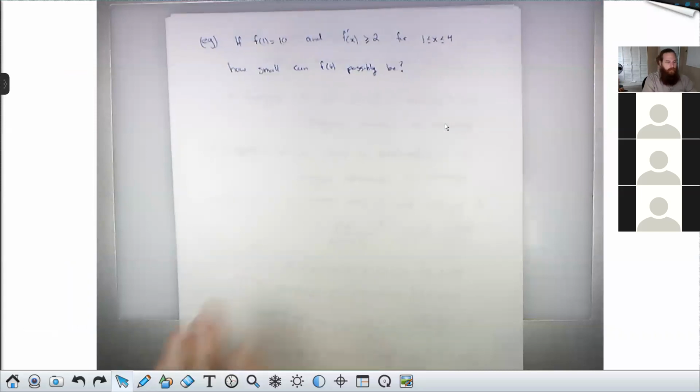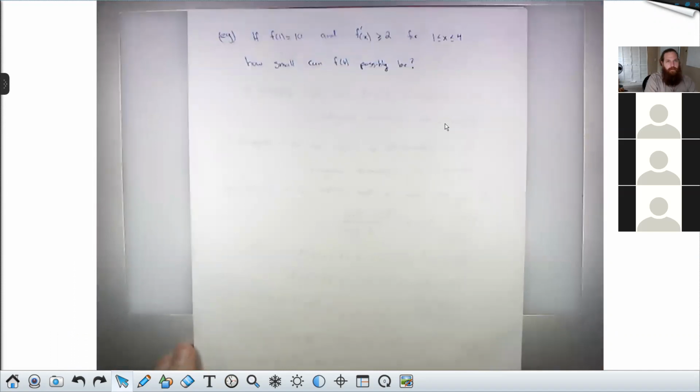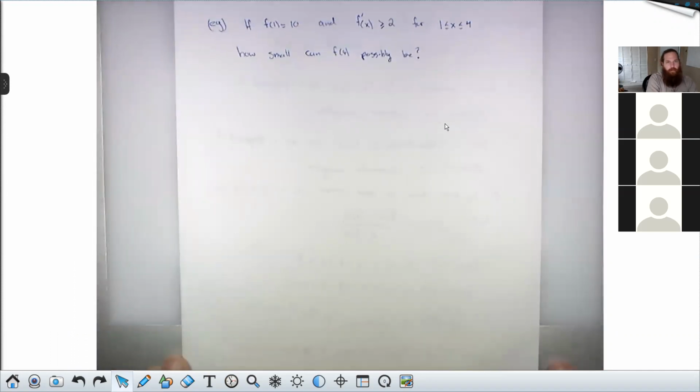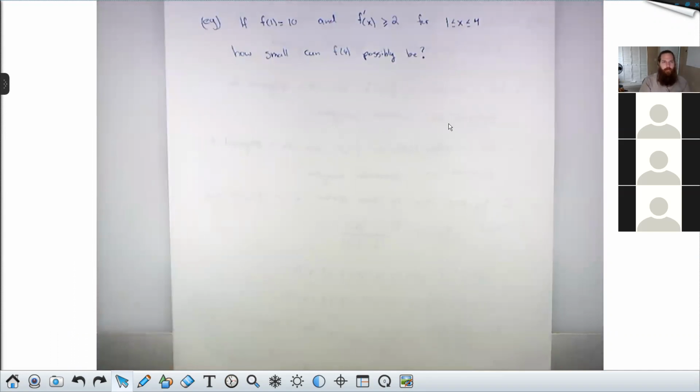Okay, so that's the setup. And what I like about this problem and problems like this is that it feels like you don't have enough information. It feels like they've told you very little. They told you the value of the function at 1 point. They told you that the derivative is always bigger than 2. And then they ask, how small can this possibly be?